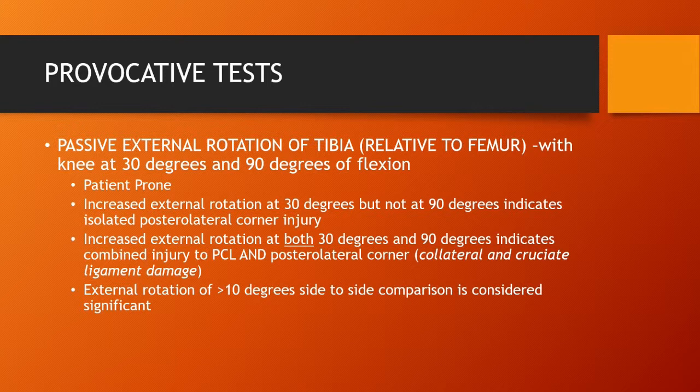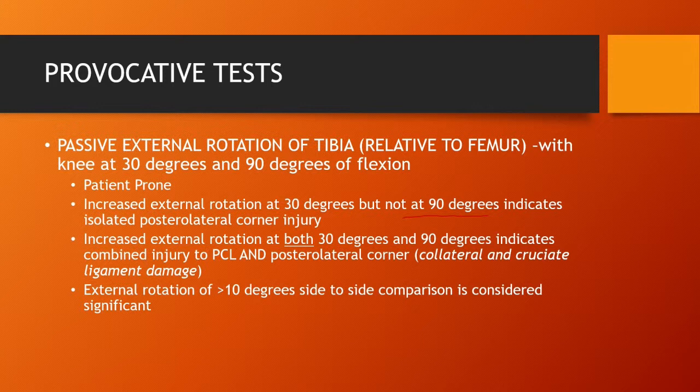Then the next test, the passive external rotation of the tibia relative to the femur, that is. This is performed with the patient prone, and we want to perform this maneuver at both 30 degrees of knee flexion and then also again at 90 degrees of knee flexion. So when the knee is at 30 degrees of flexion and we have an increased external rotation that disappears at the 90 degree position, this indicates an isolated posterolateral corner injury, as the posterolateral corner structures are the primary restraints to external rotation when the knee is at approximately 30 degrees of flexion.